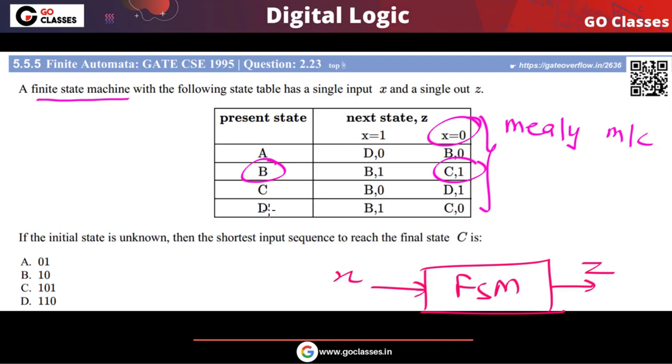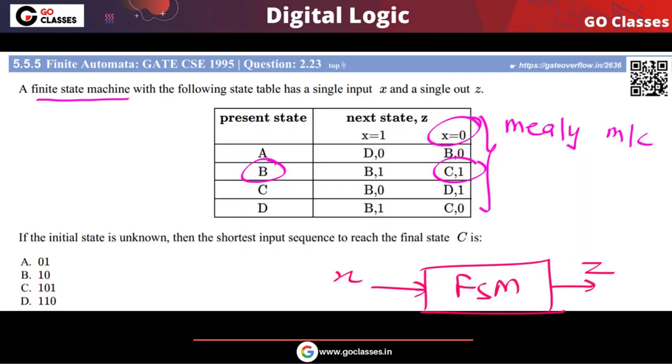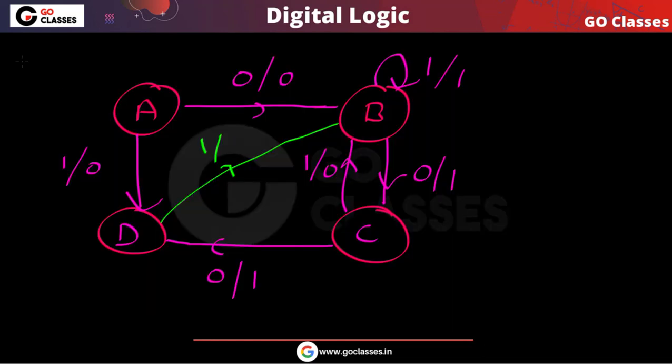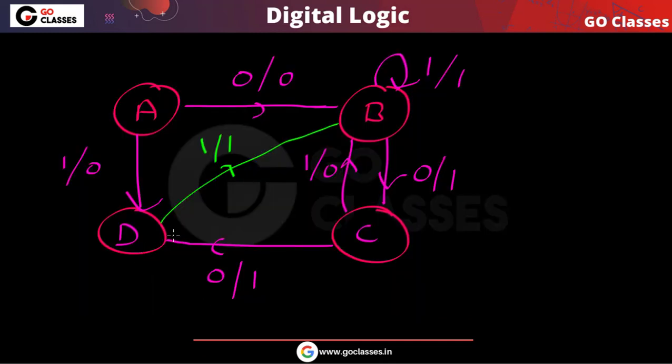Okay, similarly in this state D, if input is 1, then you will go to B. Let me take another color. So you can notice if the input is 1, then output will be 0. Sorry, output actually will be 1. Output will be 1 and you will go to state B. And for input 0, output will be 0 and you will go to C. So 0 0 C. So if the input is 0, output will be 0 and you will go to state C. So this is your state diagram.